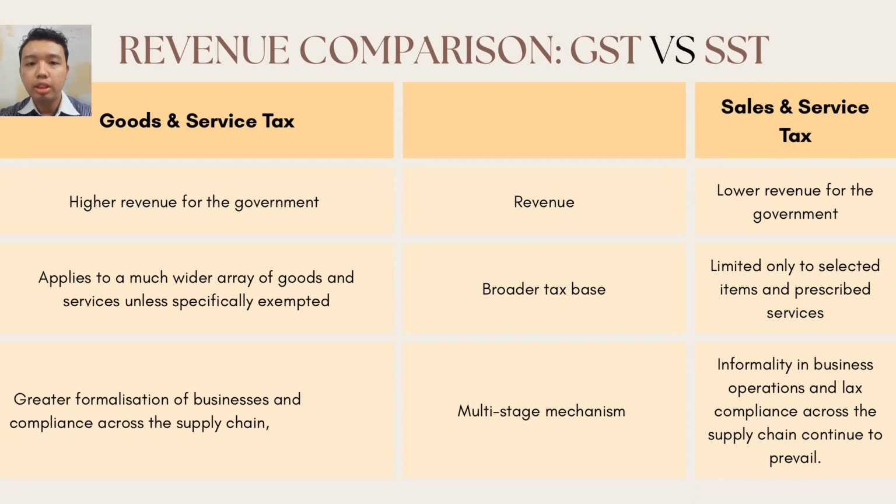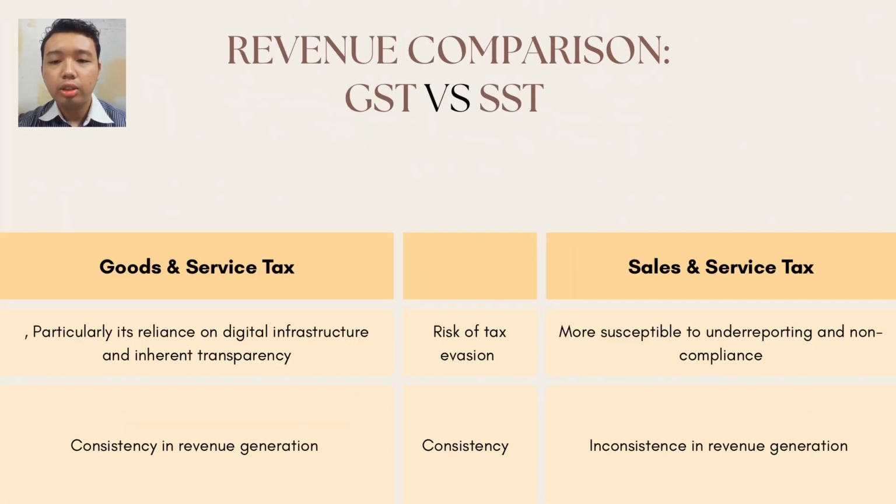Thirdly, in terms of mechanism, GST has greater formalization of business and compliance across the supply chain. However, in SST, there is informality in business operations and tax compliance across the supply chain. Fourthly, GST relies particularly on digital infrastructure and is inherently transparent. SST is more susceptible to underreporting and non-compliance. And lastly, in the comparison of revenue between GST and SST, GST is more consistent than SST. That's it.